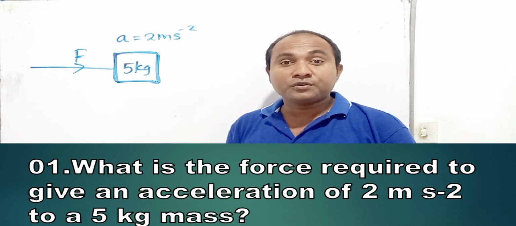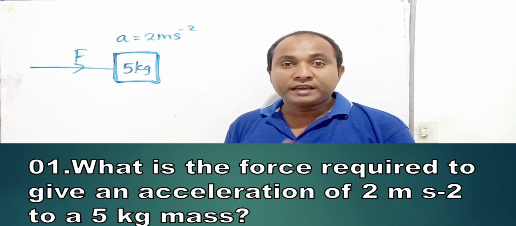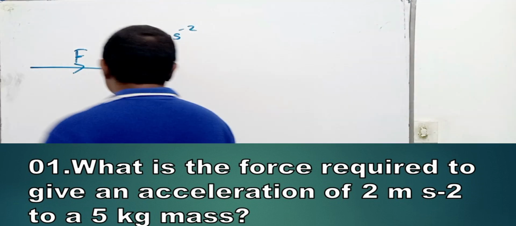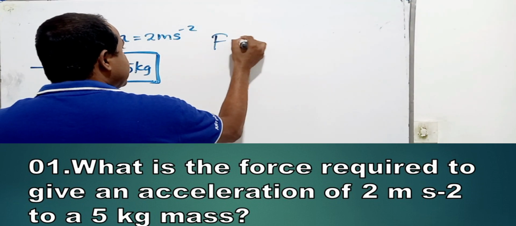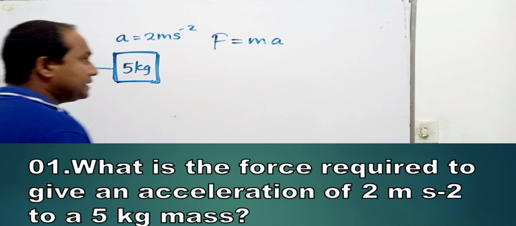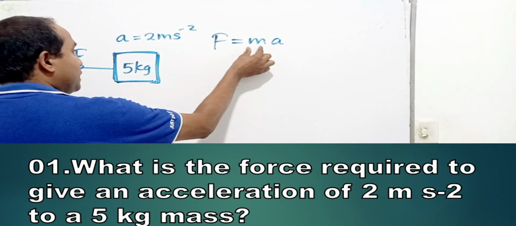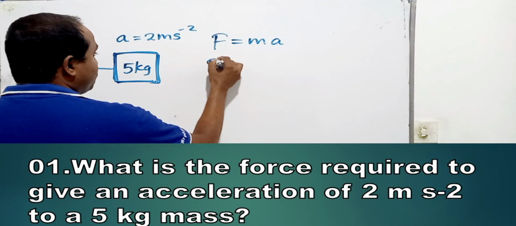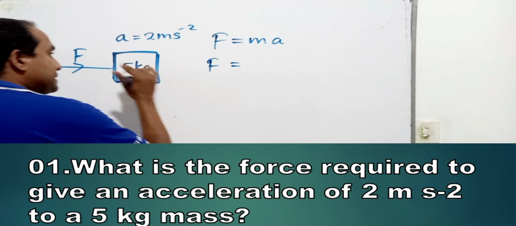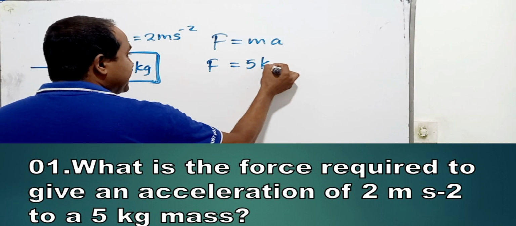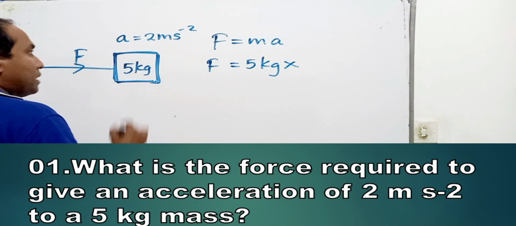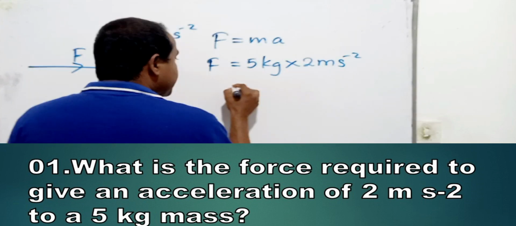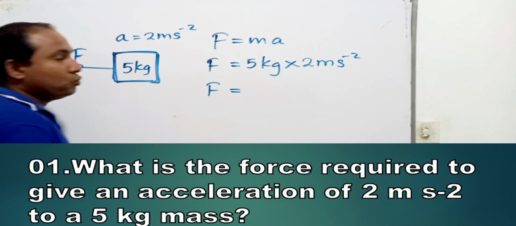What is the equation used for this? To get the answer for this question, to find the force, we should use F equals m a. F means force, m means mass, a is acceleration. We have to calculate the force, F. The mass is 5 kilogram, and the acceleration is 2 meter per square second.